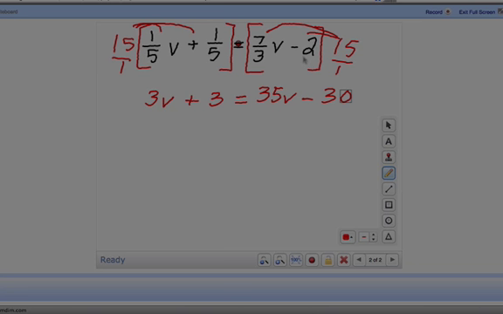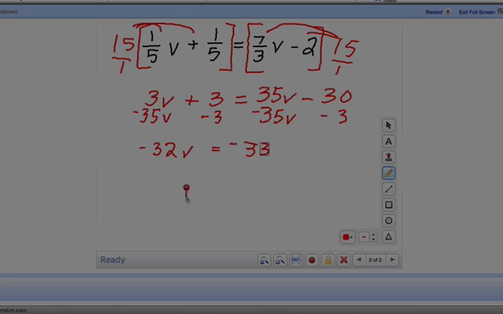Okay, so you can see that once you get rid of those fractions, you get to something that's really comfortable for you to do. So you can subtract 35v from both sides. That's going to move my v over to the left, and that's going to give me a negative 32v. And we can move this plus 3 over to the right at the same time by subtracting 3 from both sides. So you have a negative 30 plus a negative 3. That's how I would think of that. And that's going to give me a negative 33.